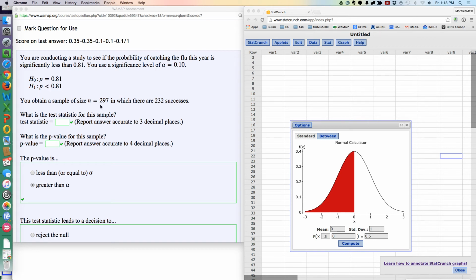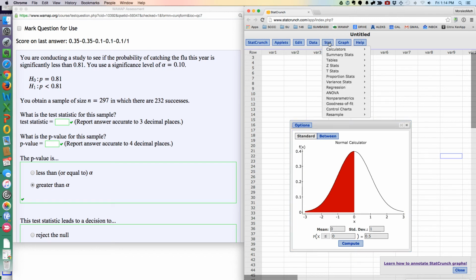We have a sample size of n equals 297 and 232 successes, meaning that out of that sample of 297 people, 232 of them caught the flu this year. Let's compute the test statistic for the sample, the p-value, and then interpret those in the context of this particular problem. So let's come over here to StatCrunch and go to the stat menu.